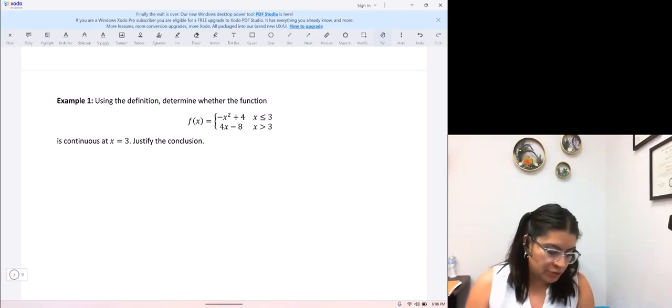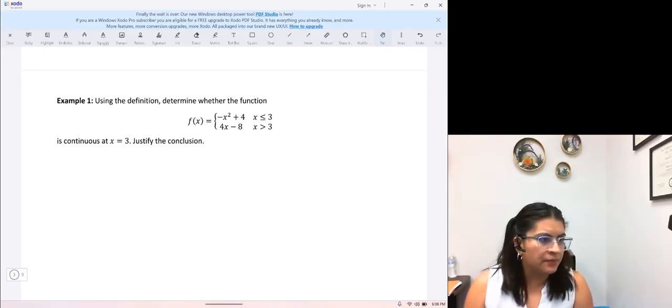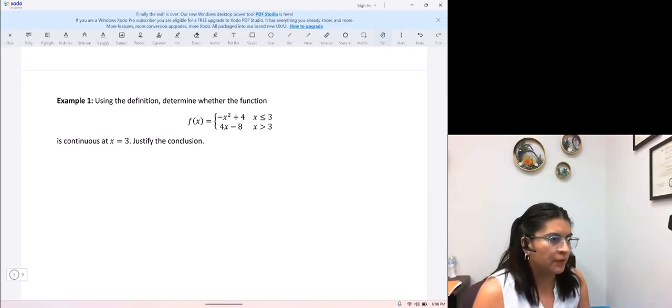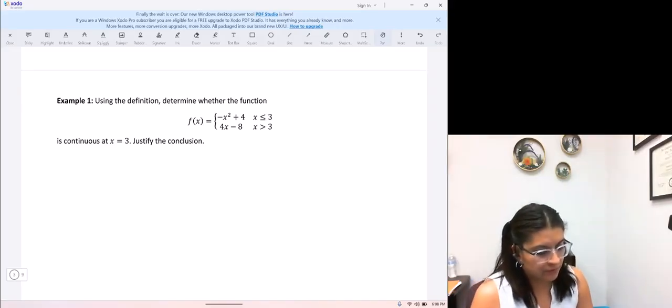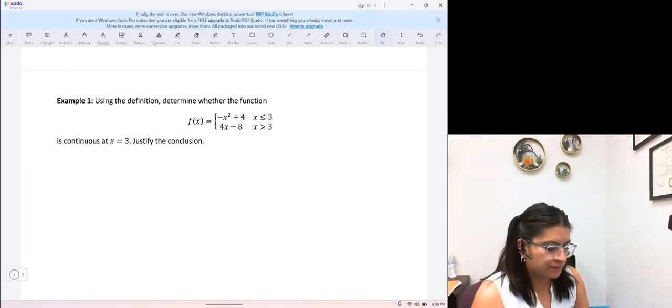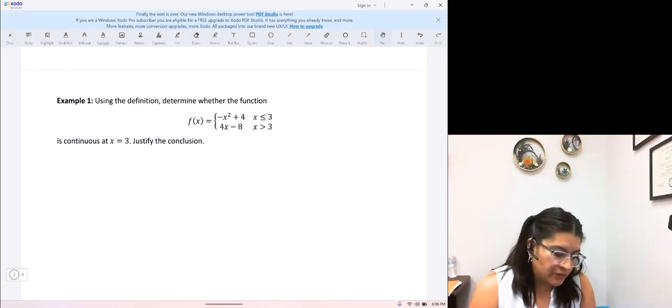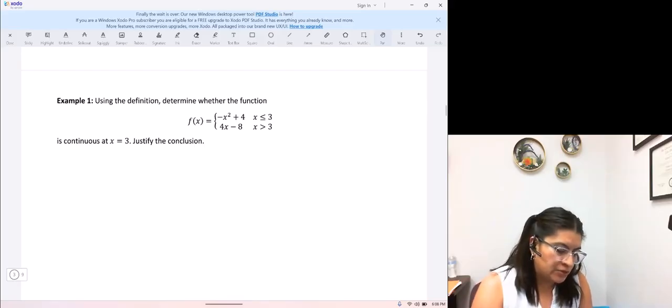Going back to section 2.4, these are the notes, but you have similar examples or similar questions on the homework. So this one says, using the definition, determine whether the function is continuous at x equals 3. Justify the conclusion. So we have a piecewise function. We have two formulas. The first formula is a quadratic. It's negative x squared plus 4.